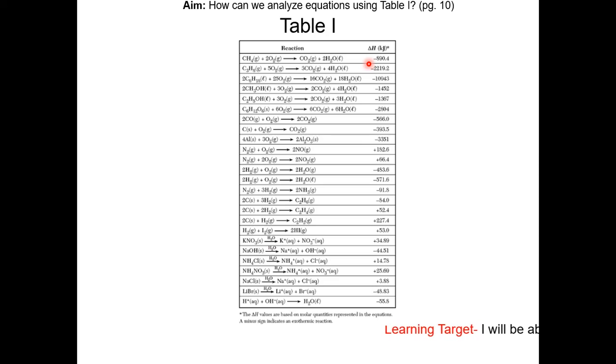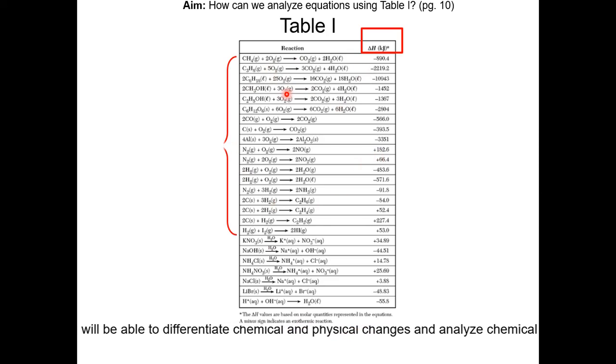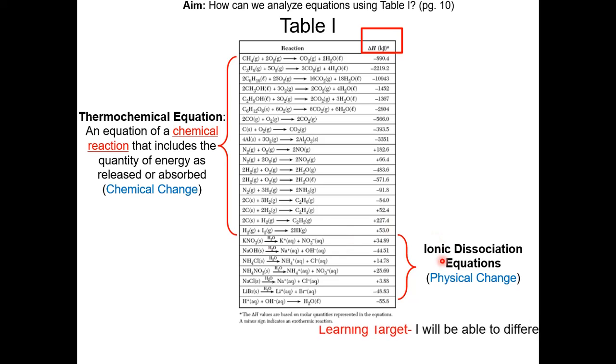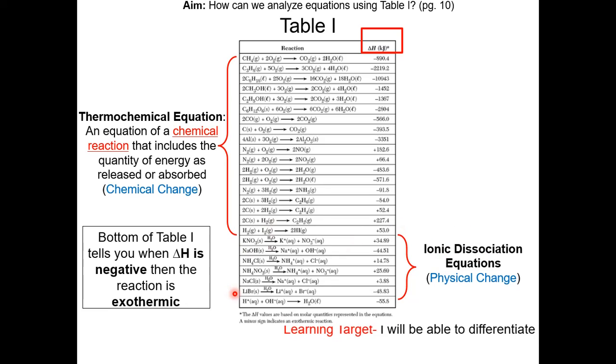If delta H is negative, it means it's exothermic. If delta H is positive, it means it's endothermic. These equations are also known as thermochemical equations, which is an equation of a chemical reaction that includes a quantity of energy that is released or absorbed. These represent chemical changes. On the bottom, these equations represent physical changes. These are ionic dissociation equations. On the bottom of Table I, it tells you if delta H is negative, then the reaction is exothermic.